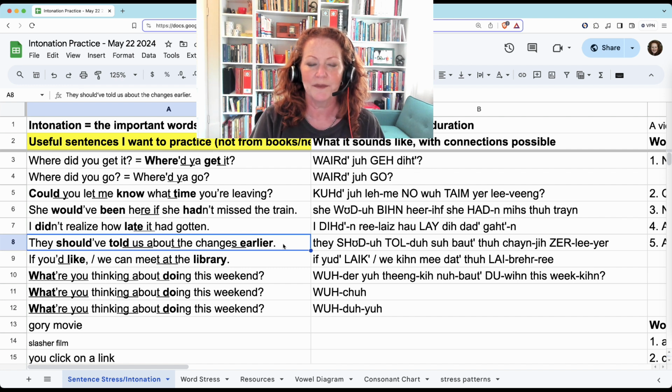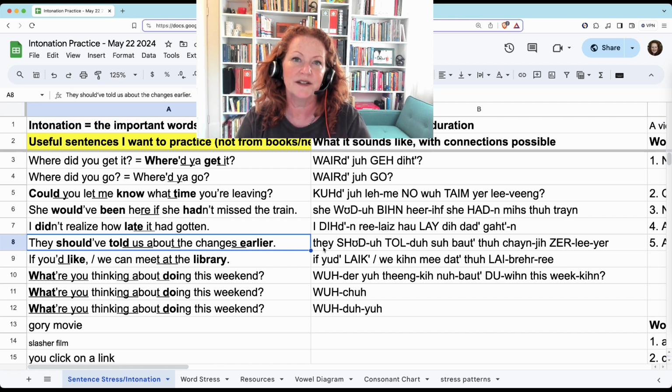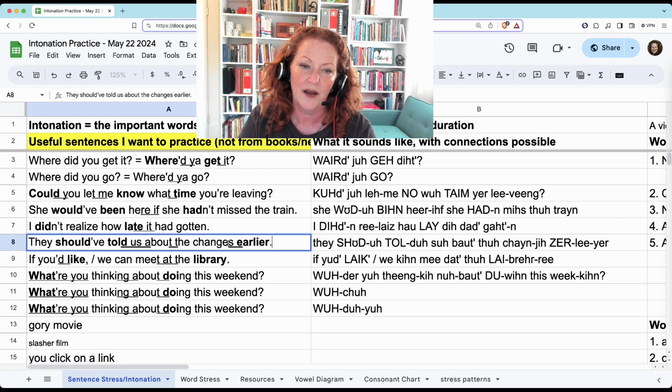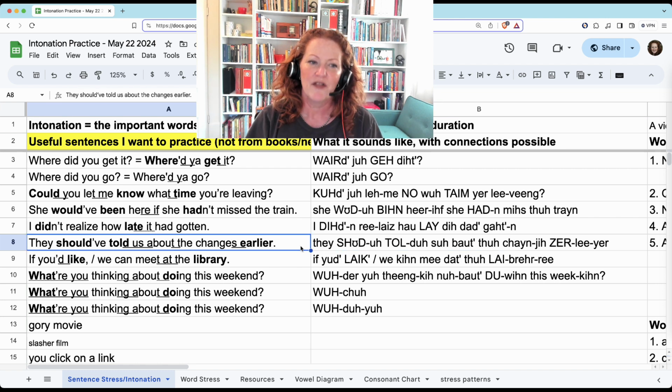They should have told us about the changes earlier. They shoulda, instead of should have, told us about. That's what this is. Told us about. You won't hear the T in about the changes earlier. This looks like an S, but it sounds like a Z, and that's why you hear earlier. So they should have told us about the changes earlier. I guess I didn't emphasize told us. I have to pretend like I'm annoyed. They should have told us about the changes earlier.